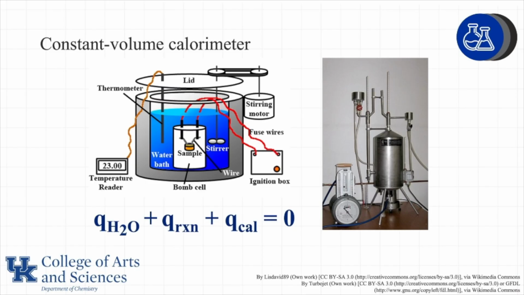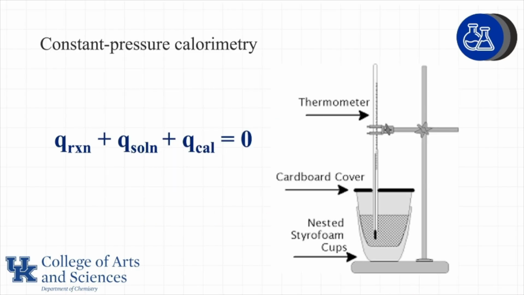We have the reaction that occurs, and then we also can measure the heat absorbed by the calorimeter, and we can add those up to get 0. This is an experiment we do in an upper level class, not something we typically do in a first year chemistry class. However, we can also do what's called constant pressure calorimetry.